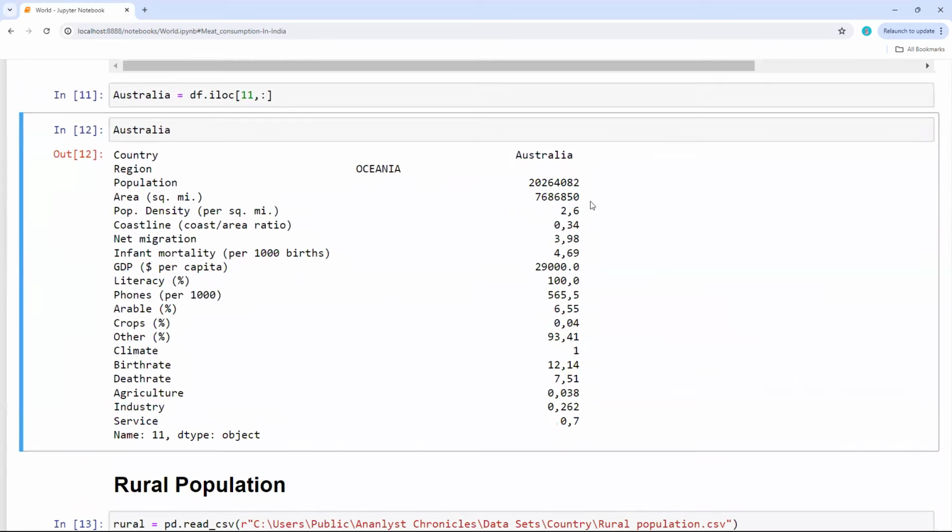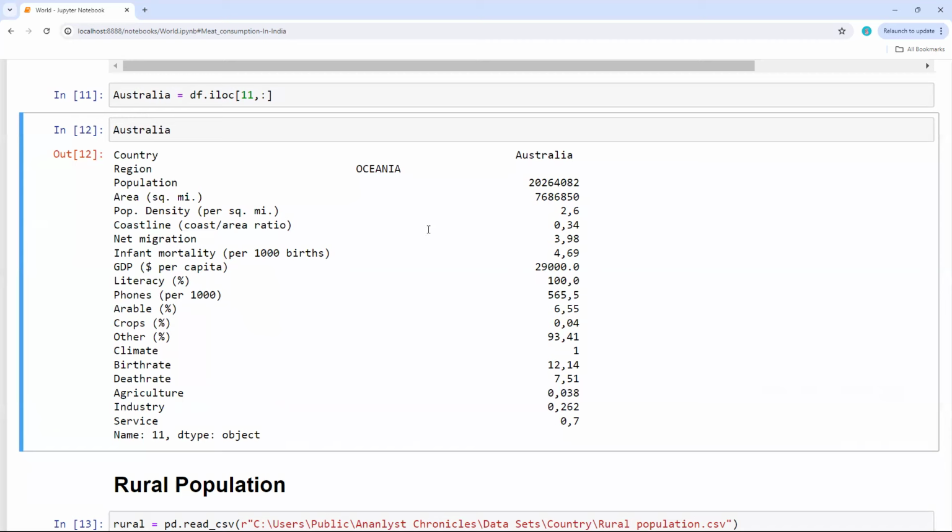It is one of the largest countries in the world, because a lot of the area is covered by deserts and forest, with very few people. I think if I take 100 percent of the area, only 10 to 20 percent is suitable for living. Looking at these numbers, it has 76 lakh 86,850 square miles of area, and population density is just 2.6 per square mile.